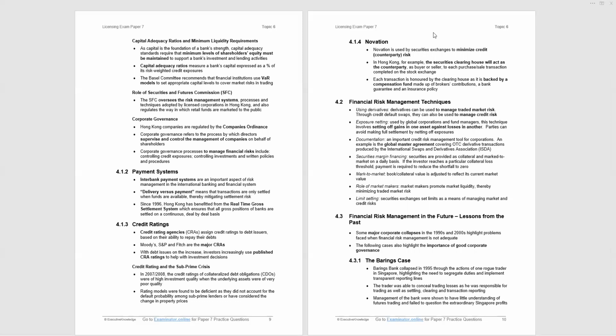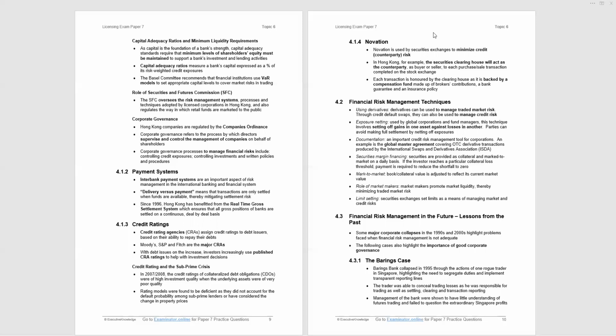Continuing with the authorized institutions and the risk management of them, capital adequacy ratios, minimum liquidity requirements, capital adequacy standards require that minimum levels of shareholder equity must be maintained to support a bank's investment and lending activities. Capital adequacy ratios measure banks' capital expressed as a percentage of its risk-weighted credit exposures, and although we haven't listed it there, the recommended level by the Basel Committee is 10%. So be aware, 10% is the capital adequacy measure. And the Basel Committee recommends that financial institutions use VAR, value at risk models, to set appropriate capital levels.